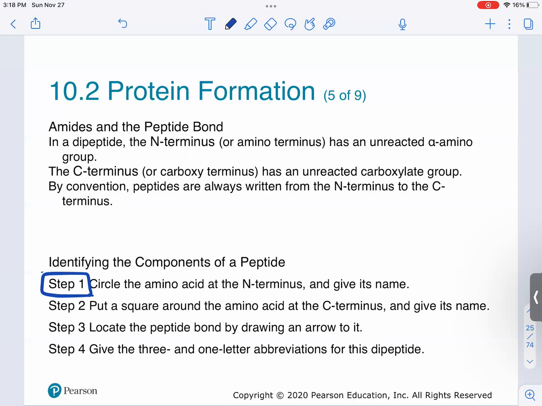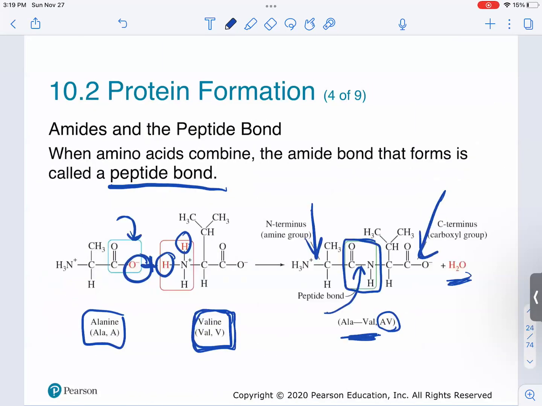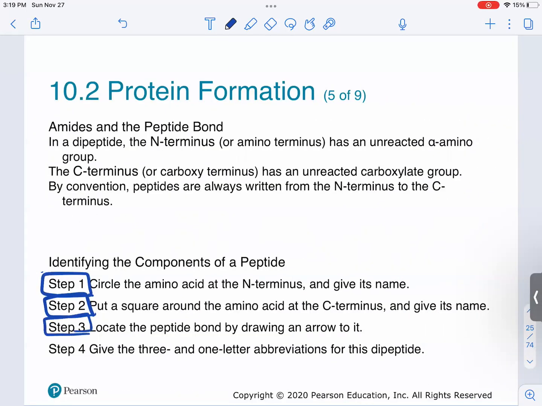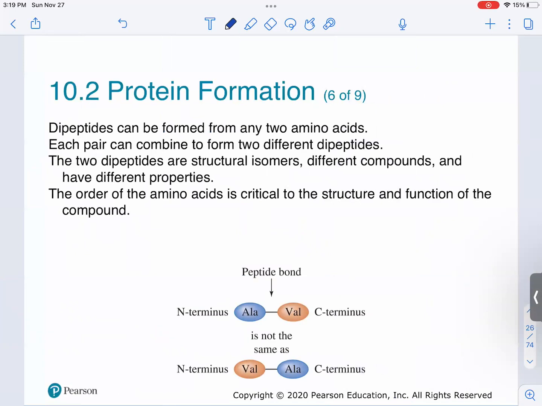And then you're going to put a square around the amino acid at the C-terminus, so the last amino acid, all right, going from left to right, and give it its name. Then you're going to locate that peptide bond by just drawing an arrow to it or putting an asterisk, whatever the direction tells you. So you're going to have to find that peptide bond, right? You remember, you know what it looks like, okay, right here. So then you're going to give the abbreviation names for those dipeptides. So that's classically what you're going to do in the examples for this class.